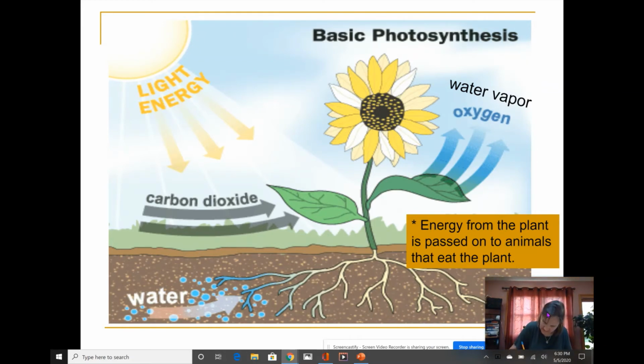Carbon dioxide is a gas that's in the air. Again, you want to draw that going into the leaves, because that's where it's going in. And then water, I'm going to draw going into the roots, because that's how the plant gets water. So those are all my arrows pointing in. And if you had the printout, if you were able to print out, that's what it looks like.